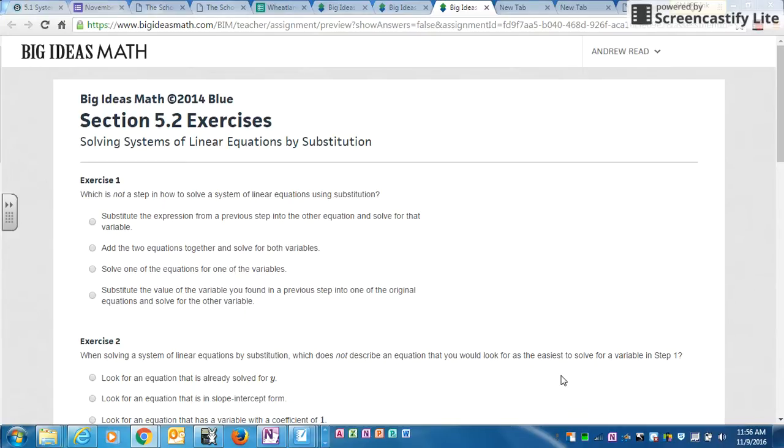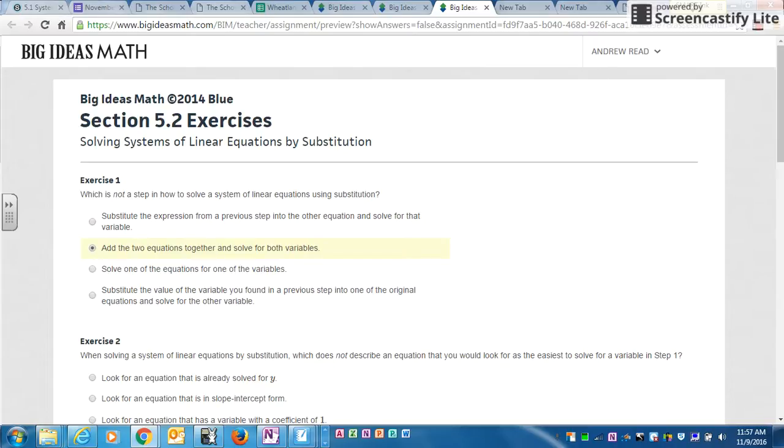exercise 1, which is not a step in how to solve a system of linear equations using substitution. Substitute the expression from a previous step into the other equation and solve for that variable. Add the two equations together and solve for both variables. Solve one of the equations for one of the variables. Substitute the value of the variable you found in the previous step into one of the original equations and solve for the other variable. Okay, so this is going to be this one. At no point in the substitution method should you be adding both equations together.